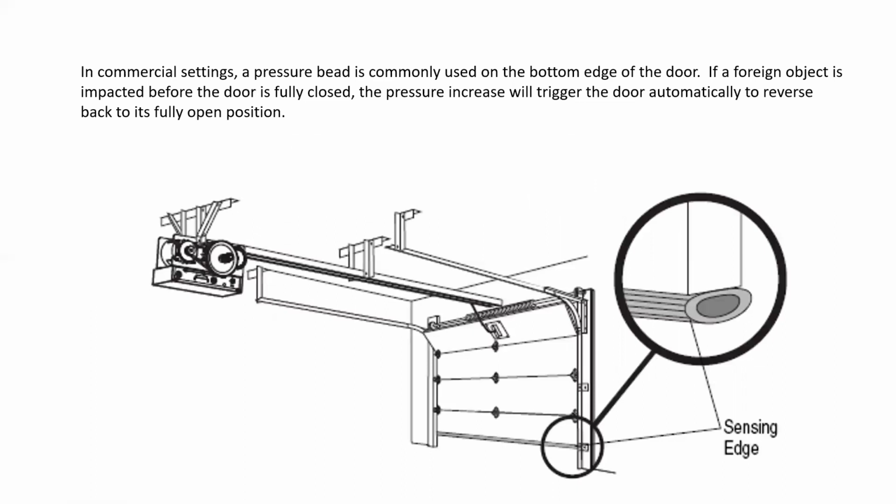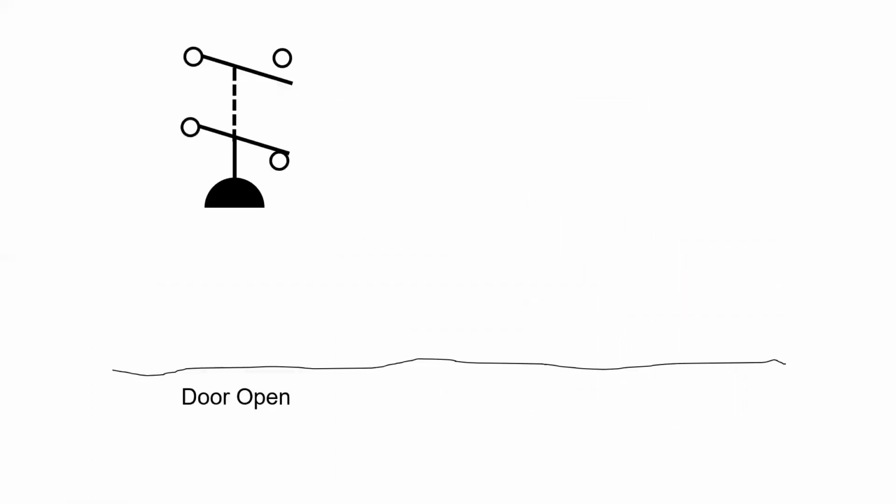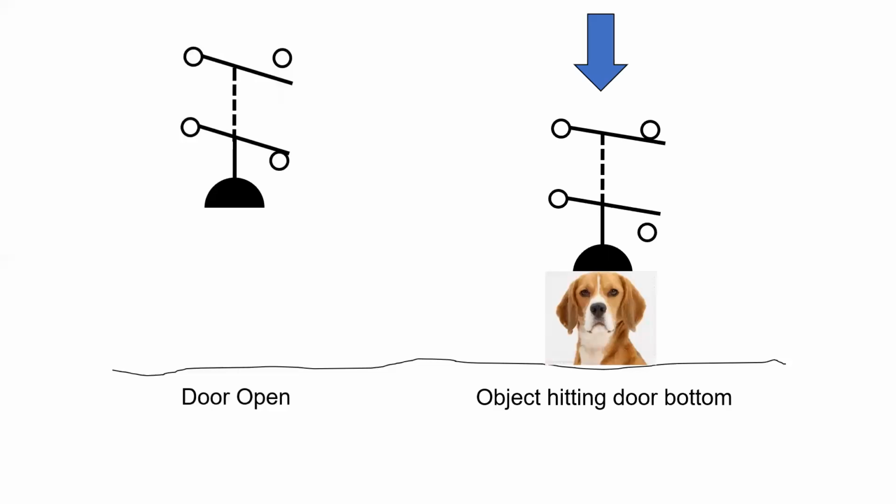Also, in commercial settings, a pressure bead is commonly used at the bottom edge of the door. And if a foreign object is impacted before the door is fully closed, the pressure increase will trigger the door to automatically reverse back to its fully open position. Now, these look a little different, and there's a number of different ways we can have them represented in a schematic, but this would be an example of one type of pressure switch with a normally closed and a normally open. And when it hits an object, obviously the state of those two contacts change.